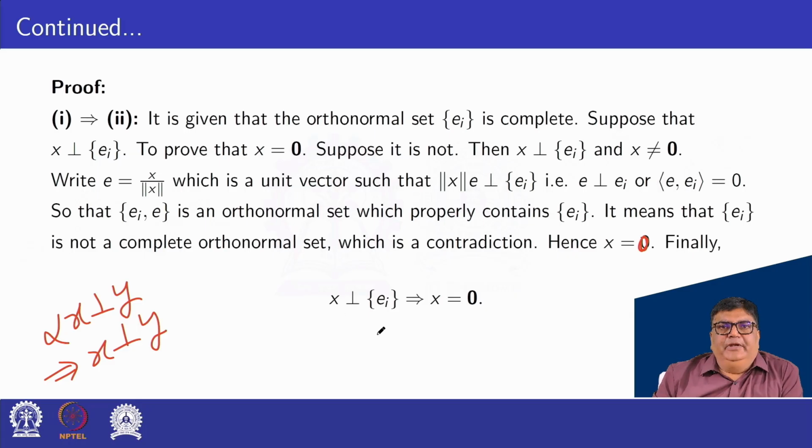Finally, x is perpendicular to EI, this implies that x is equal to 0. Second proved.